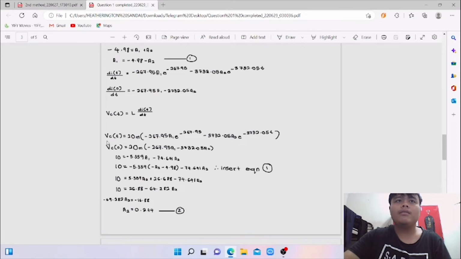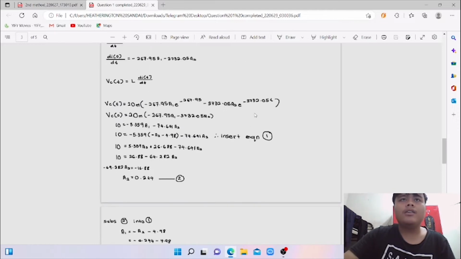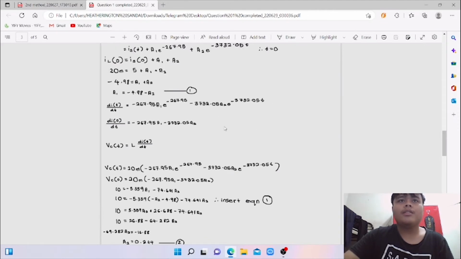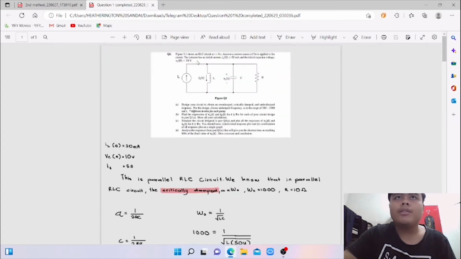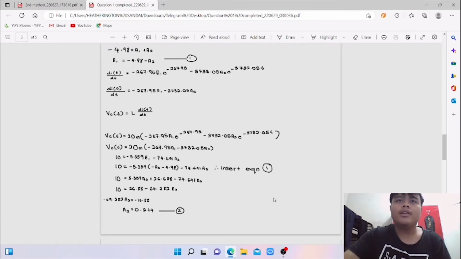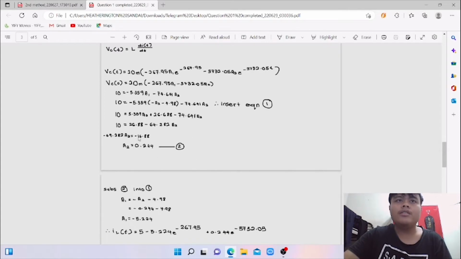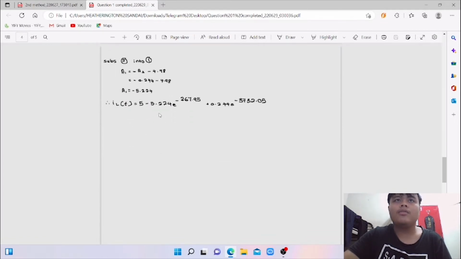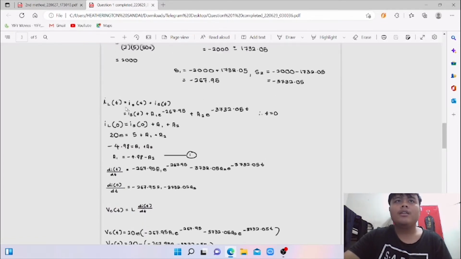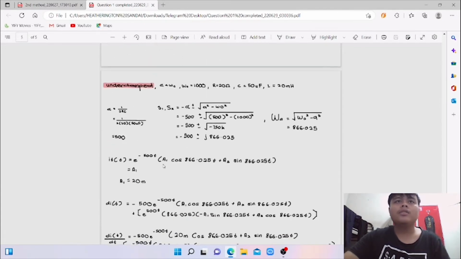And then after that, this one is the formula for VC(t). And then this one you can take from this one. This means we got it from the equation, 10 volt here, insert it here, and then you find that this is the answer for A2. Swap it into equation 1, so this one is A1. So this is the final answer for underdamped.